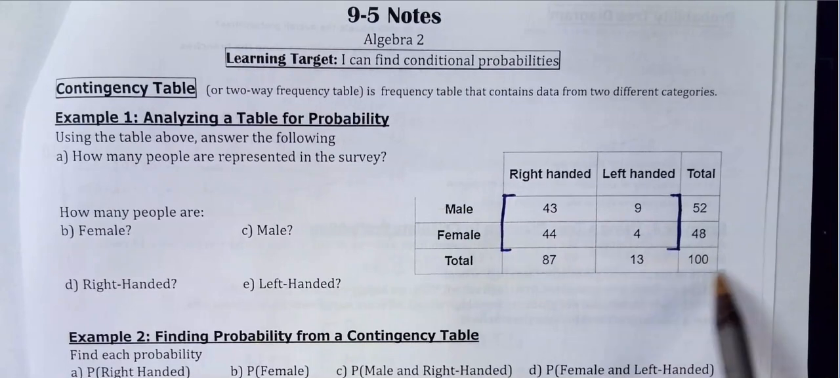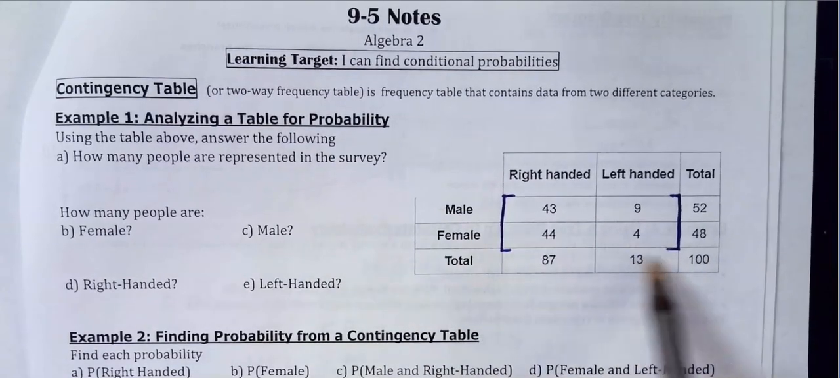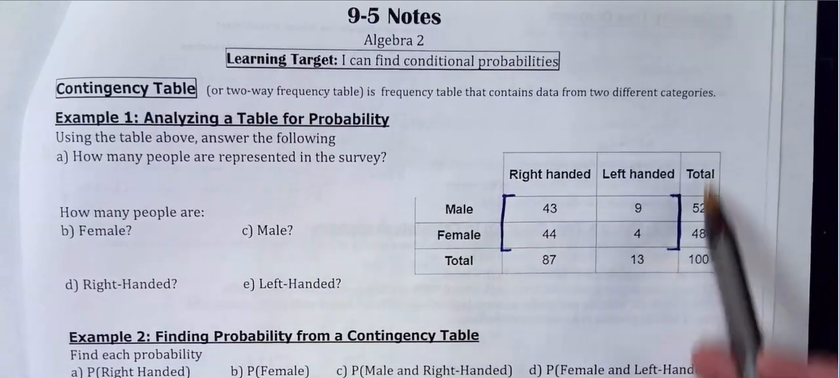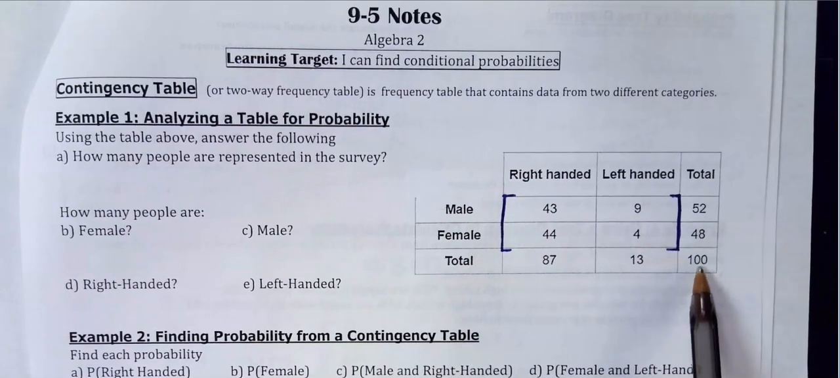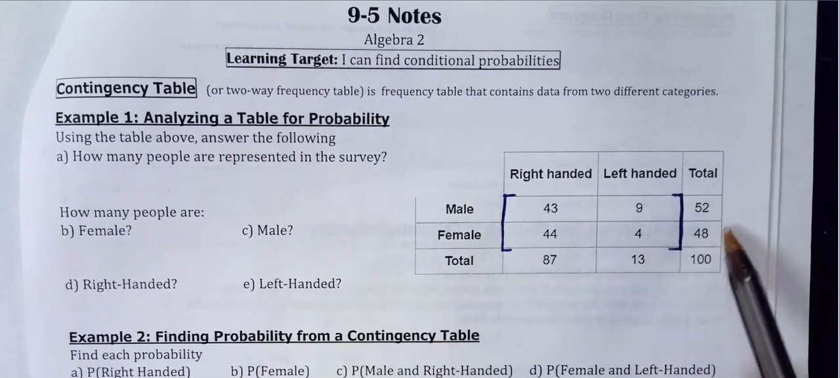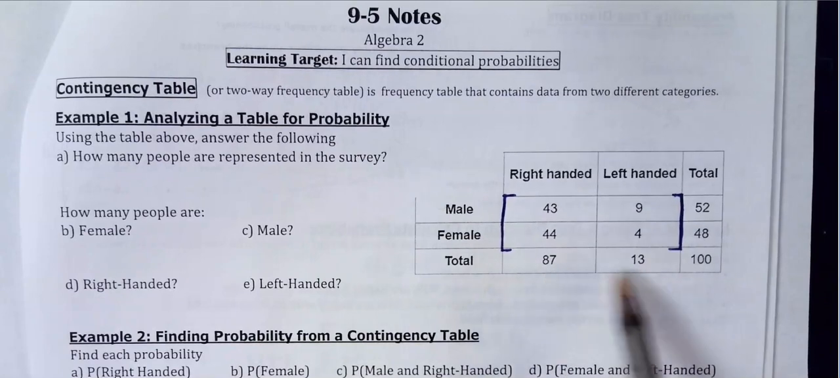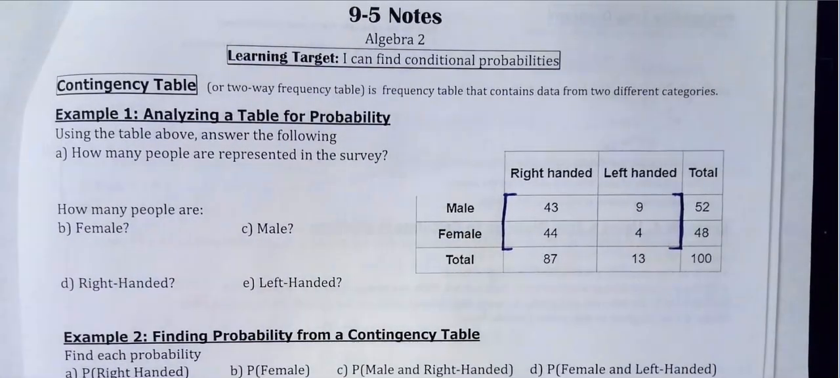And then the bottom corner, this is the total here across the row, total here across the column. This should be the same number. So 52 and 48 is 100, 87 and 13 is 100. Those should be the same number. If they're not, then there's something wrong with the data in the table. Okay, so just know there's no probability here at all.